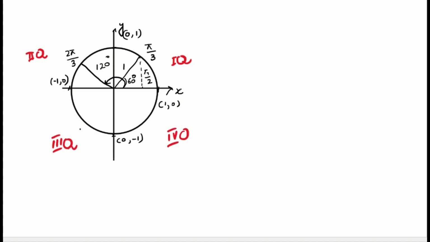As I told you, we are dealing with the case of sine x is equal to square root 3 over 2. So we have the values of x in the first quadrant and in the second quadrant for positive square root 3 over 2, for positive value.